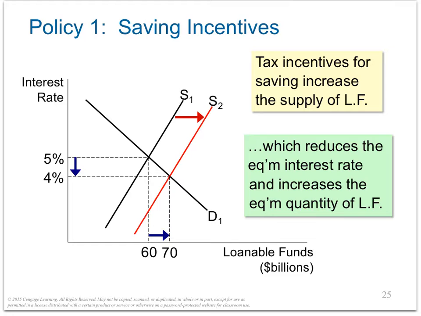In the rest of the chapter, we are going to talk about 3 different policies that can affect the equilibrium interest rate and saving and investment in the economy. The first policy is saving incentives. American families usually save a smaller fraction of their incomes than their counterparts in many other countries.